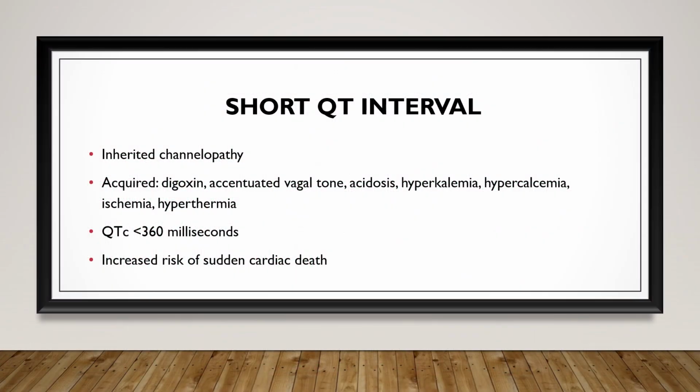Let's talk about short QT interval. Like the prolonged QT interval was not enough for us. It can be either congenital or acquired. Digoxin use, increased vagal tone, acidosis, hyperkalemia, hypercalcemia, coronary ischemia, and high temperature are all associated with short QT interval, which is typically less than 360 milliseconds. And this short QT interval also predisposes to the risk of sudden cardiac death.